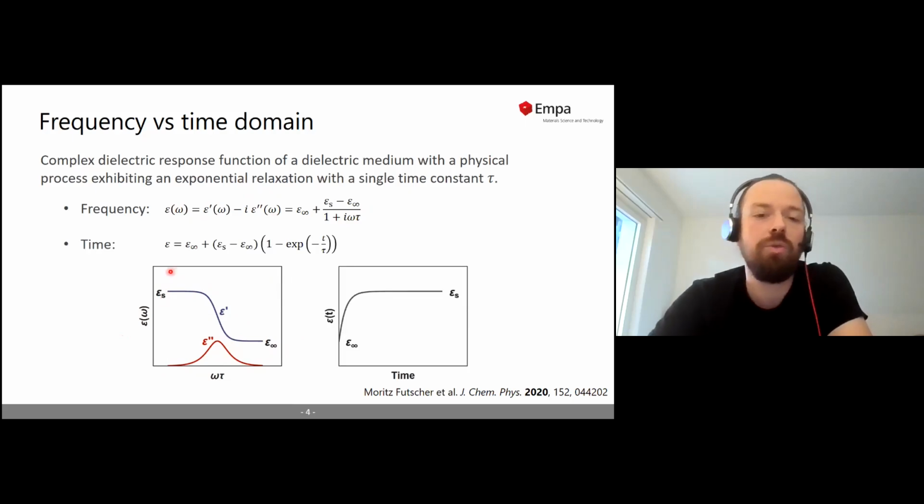One can do the same when looking at the time domain. By simply using a Laplace transform of the frequency domain expression, we get this expression where we now have an exponential decay with a certain time constant. What I'm showing you here on the left and on the right graph is exactly the same data, presented once in the frequency and once in the time domain. And this is what we are going to look at in a bit more detail for the case of perovskites.